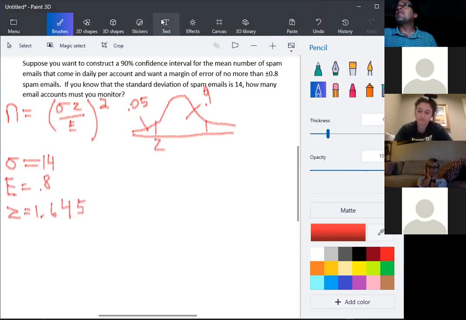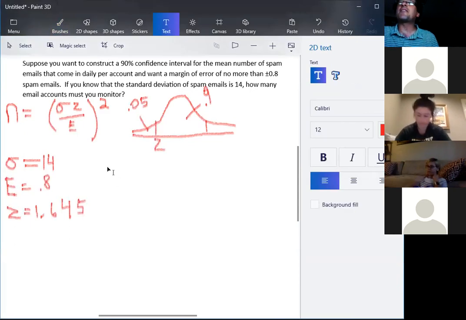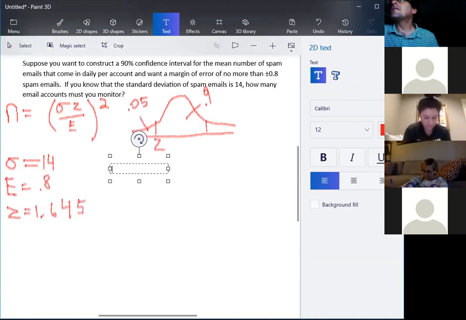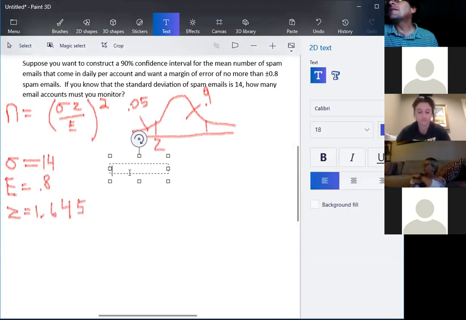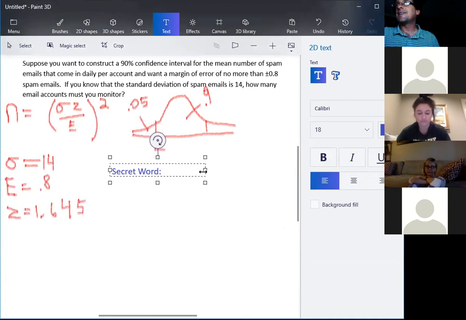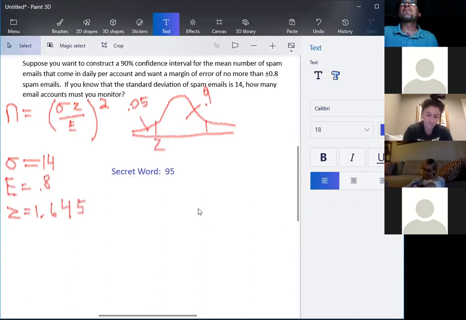Okay, I think what I want to do is give you the secret word, and then I'm going to talk about the project for a short time. I want to do it with blue and bigger. And the secret word is not a word. The secret word is a number, and it is 95. Because that's one of the important things, 95% confidence is kind of the standard confidence level. So it's a good one to remember. I always try and let the secret word be something that's important.